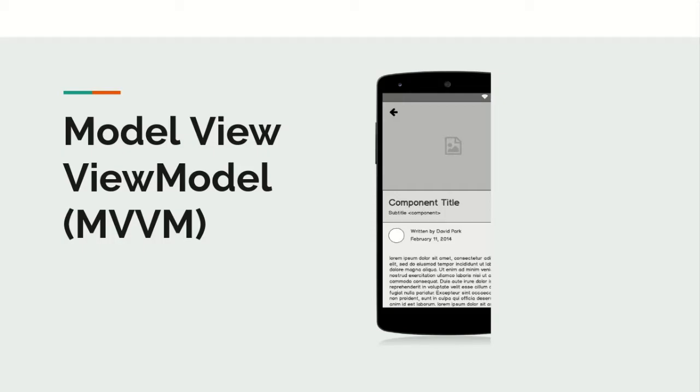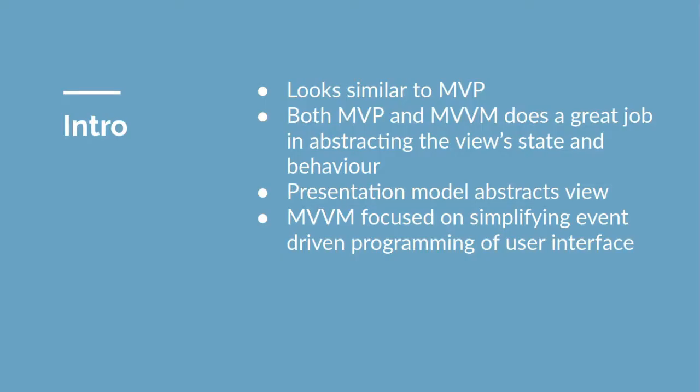Now in this video we're going to talk about a new architecture pattern called MVVM, which is model, view, view model. At first glance, MVVM seems very similar to the model view presenter pattern which we did earlier, because both of them do a great job in abstracting the view's state and behavior. The presentation model abstracts a view independent from a specific user-driven interface platform, whereas the MVVM pattern was created to simplify the event-driven programming of the user interface.